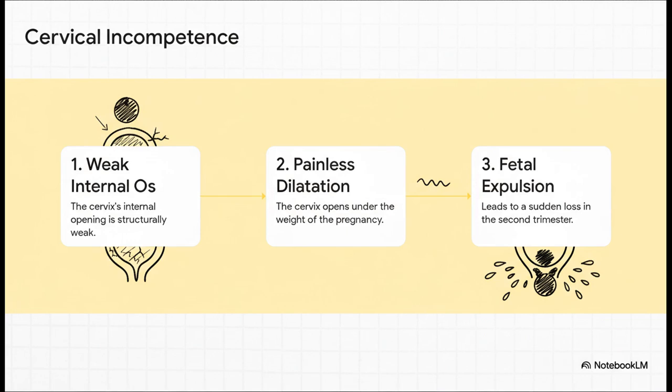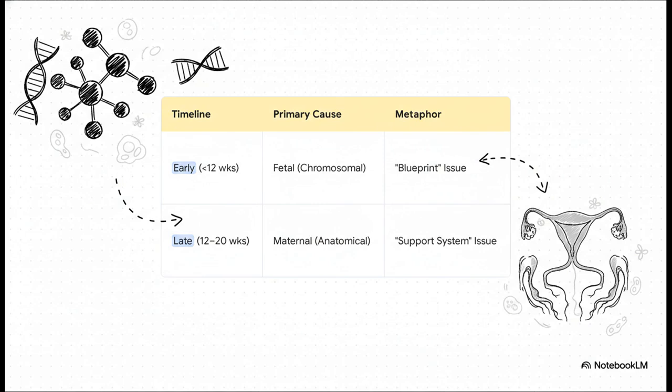And this shows you exactly how it works. It all starts with a weakness at the internal opening of the cervix. Then, as the baby gets bigger, that weak spot just gives way, and the cervix opens up painlessly. This often leads to a sudden loss of the pregnancy, which feels very different from an early miscarriage that might involve cramping. So, this table really pulls it all together.